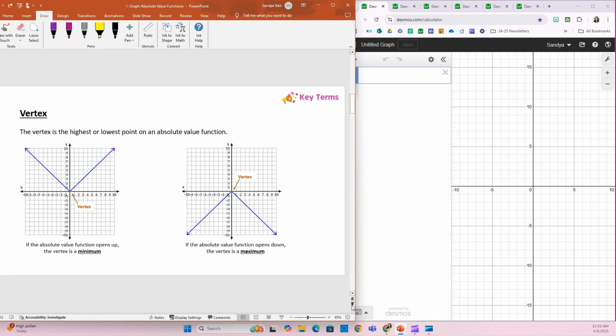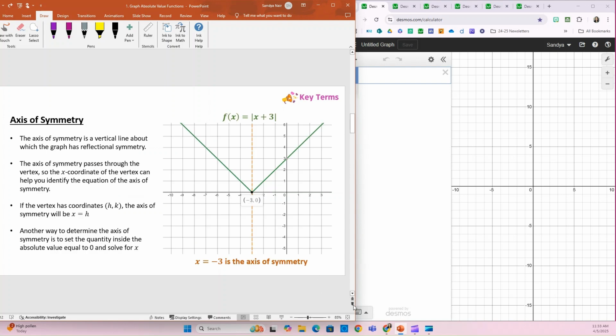So the vertex will be the highest or lowest point on an absolute value function. And this is actually very similar to when we talk about parabolas. If the absolute value function opens up, the vertex will be a minimum. If the function opens down, the vertex will be a maximum.